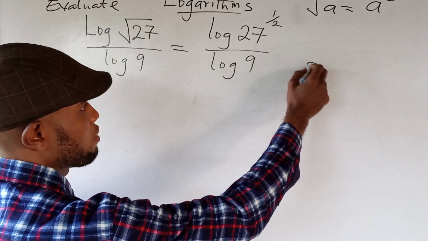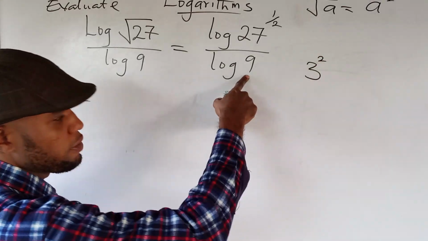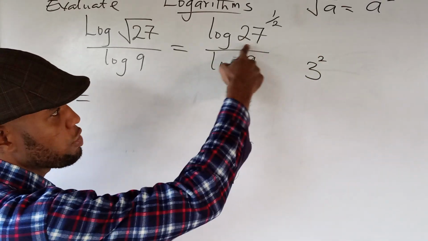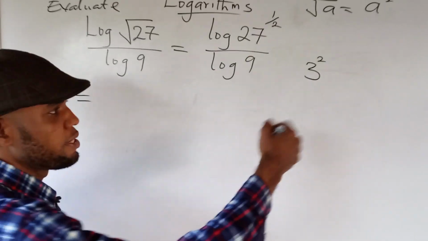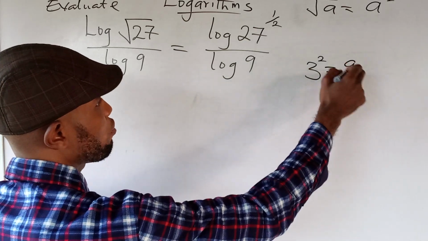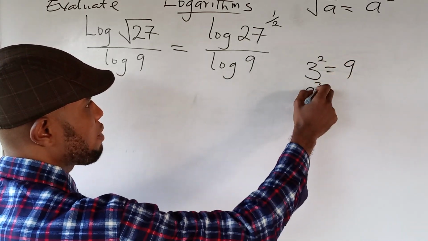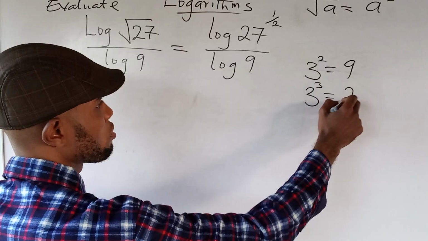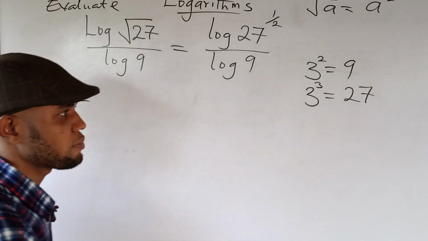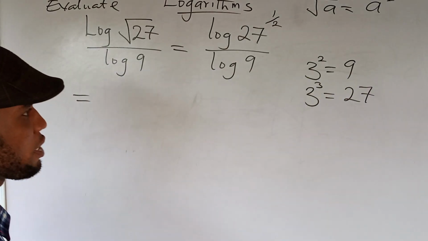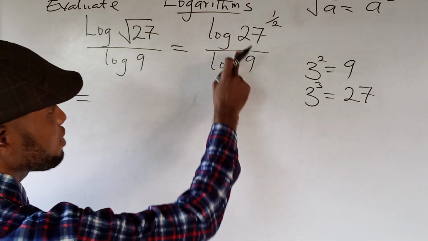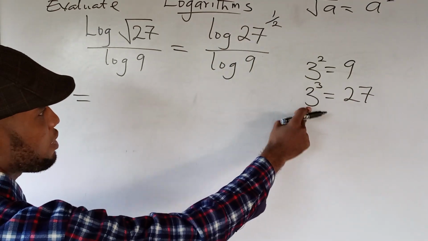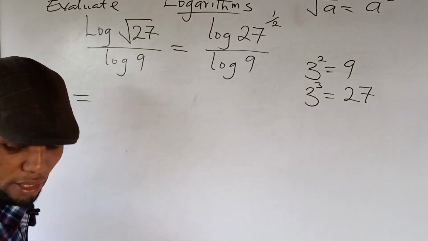This is what I mean. 3 raised to power 2 is 9. This 27 can also be written in base 3. 3 raised to power 3 is equal to 27. Are you getting something there? So now I'm going to write this 27 as base 3 and write 9 as base 3.